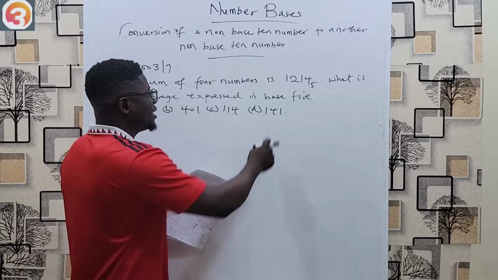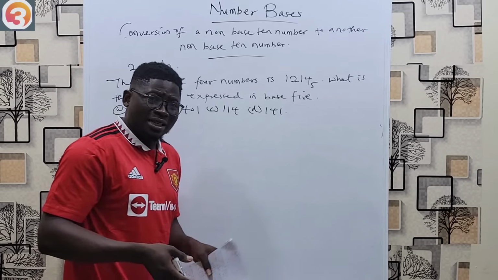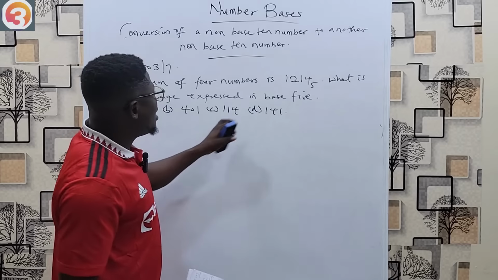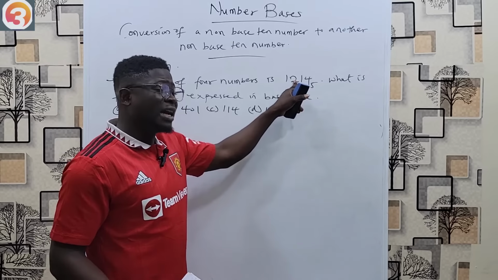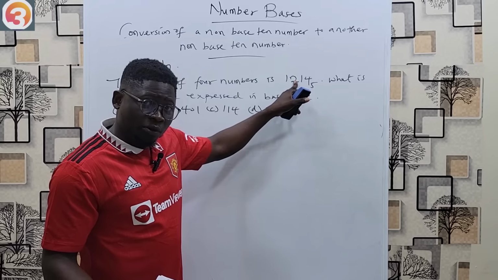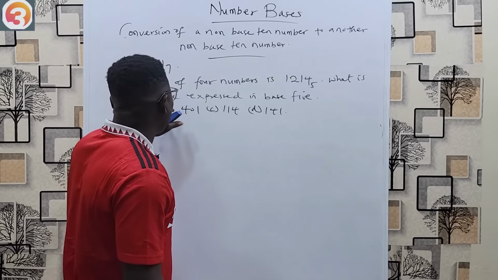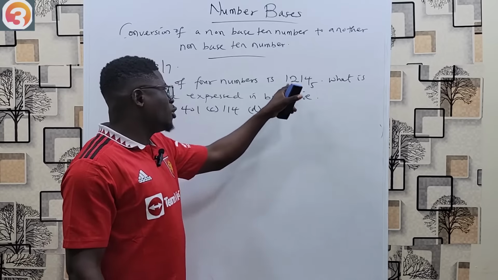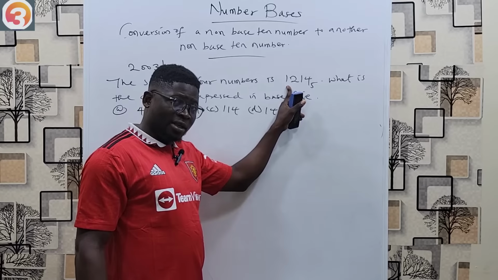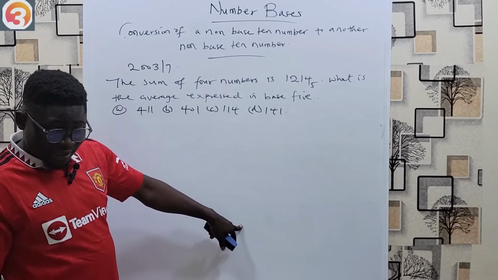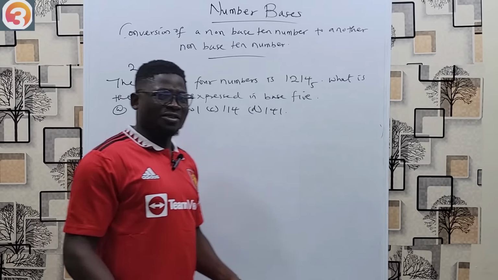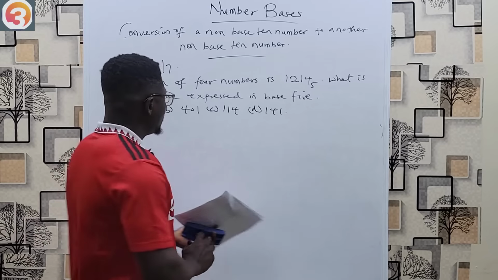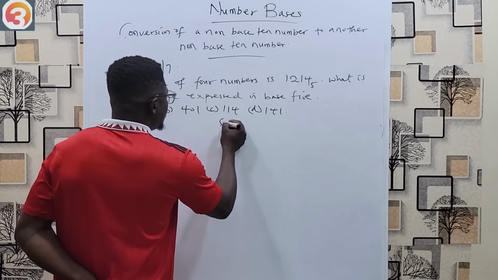So first of all, I have to convert this 1214 to base 10 first. Then after we have converted it to base 10, we will find the average. After we have found the average, we convert it back to base 5. This is a non-base 10 number converted to base 10 first, then converted back to base 5 to find the result in base 5. It's very easy. Let's attack it. So, solution now.